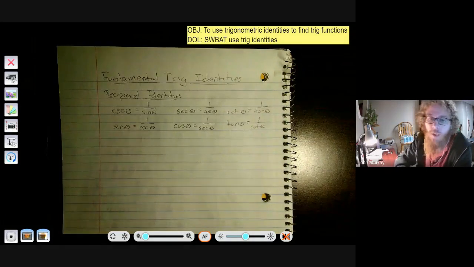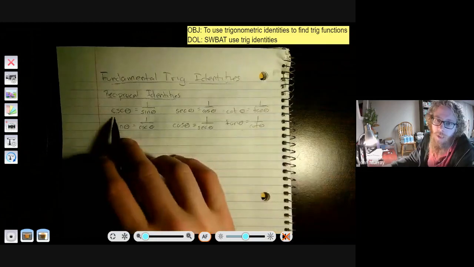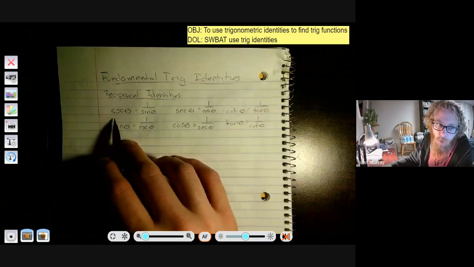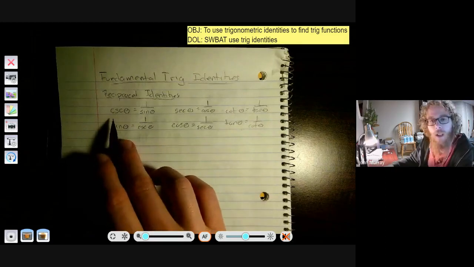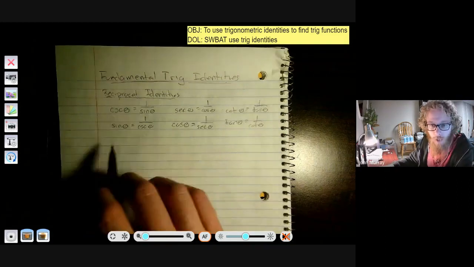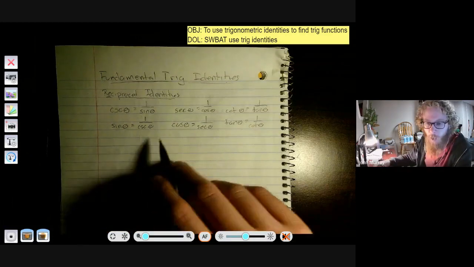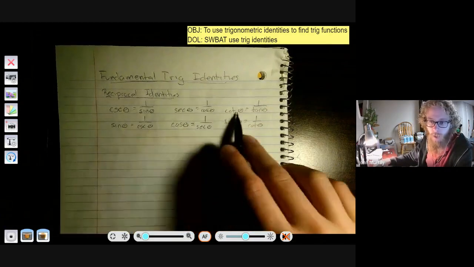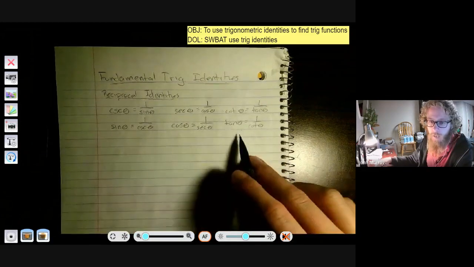Now, most of the time that we're going to be using them, this top row here. Okay, I see a cosecant. I don't like dealing with cosecants. There's no cosecant button on the calculator. So I'm going to change that to 1 over sine. All right. So this is the more familiar side that we're going to, but we can also flip it.